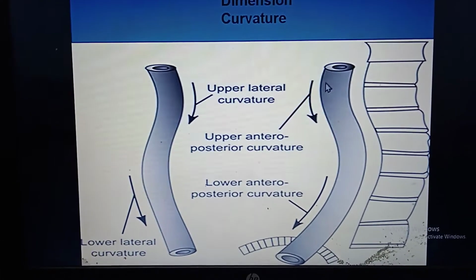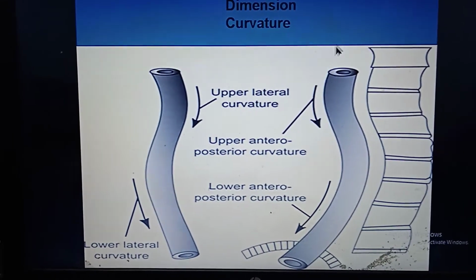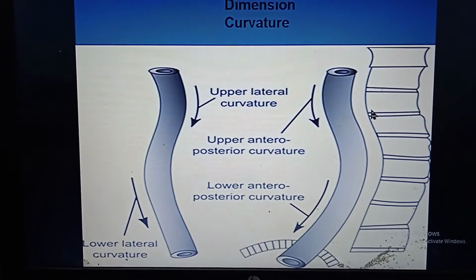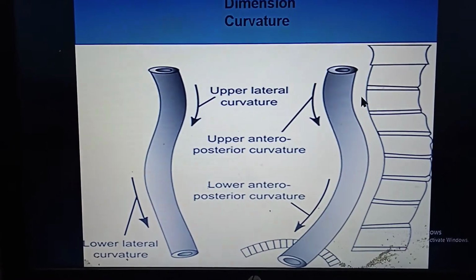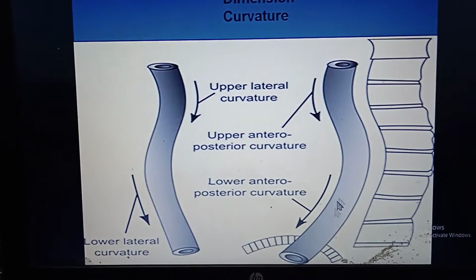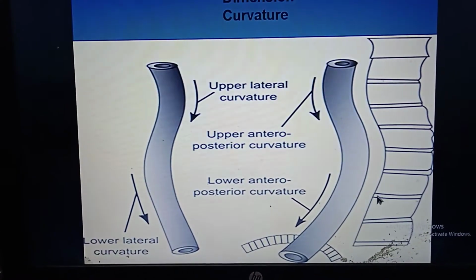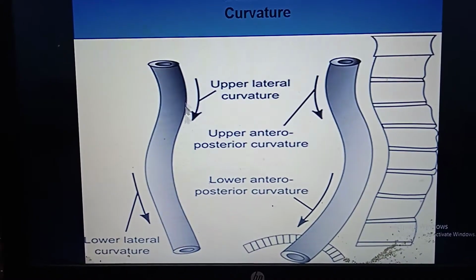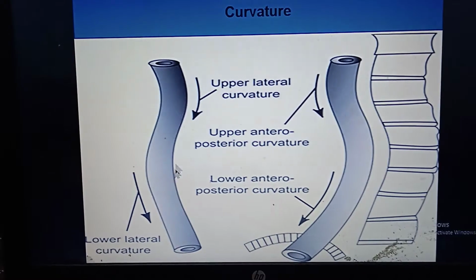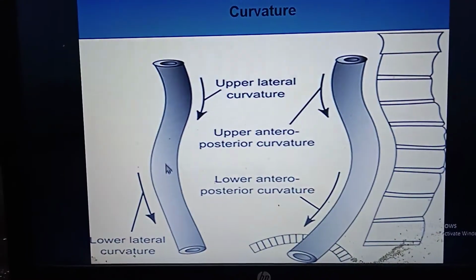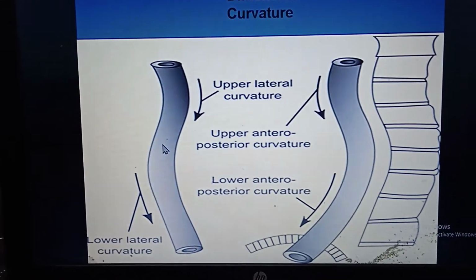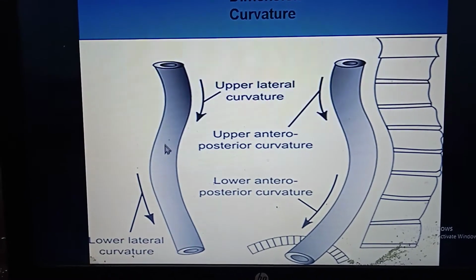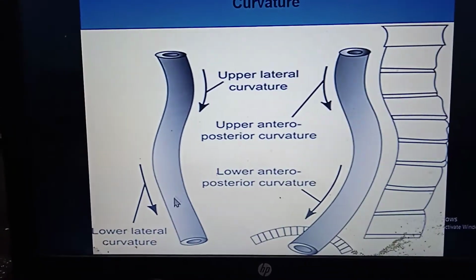Anteroposteriorly, first it shows convexity along the convexity of cervical vertebra, and then concavity, which is along the concavity of the thoracic vertebra. And regarding its lateral curvature, it tilts towards left side at two places, that is at the level of thoracic inlet and at the level of T7.